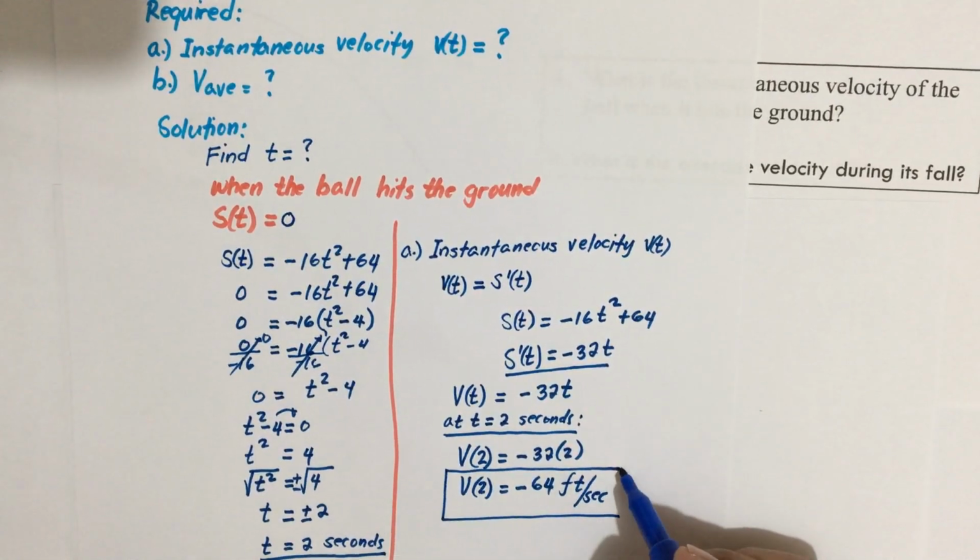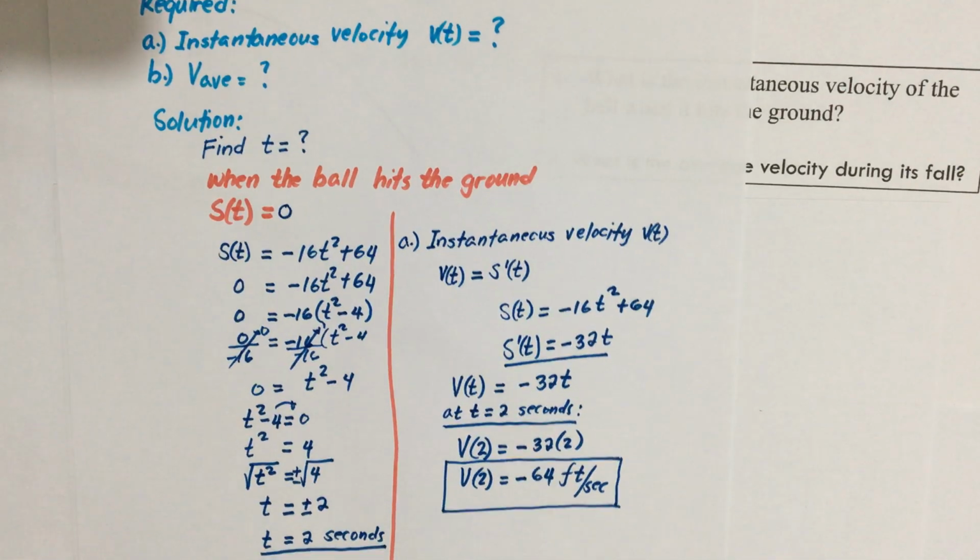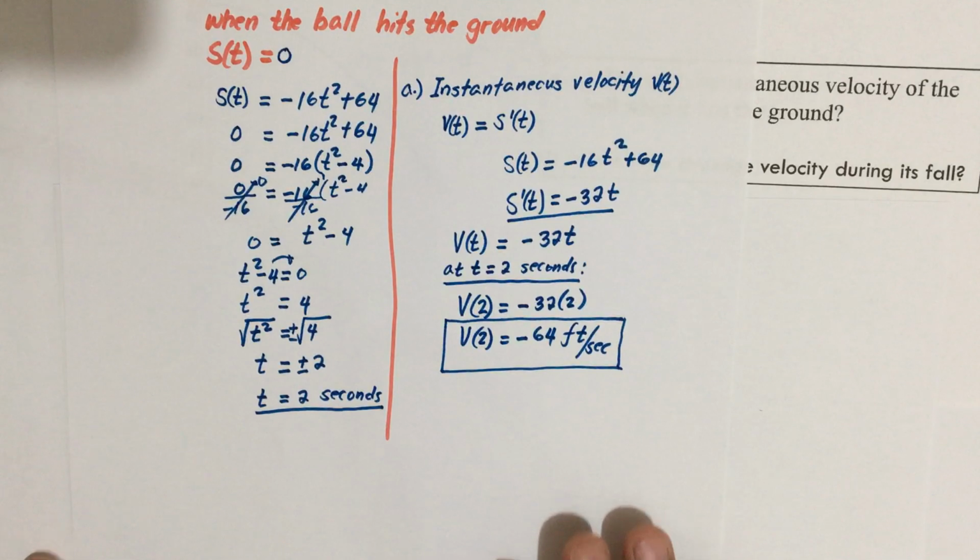So going back to the question, what is instantaneous velocity? That is the velocity at the instant that t equal to 2 seconds. Instantaneous velocity is the velocity at any time t. So in this particular instant at t equal to 2, our v of 2 is minus 64 feet per second. Okay?